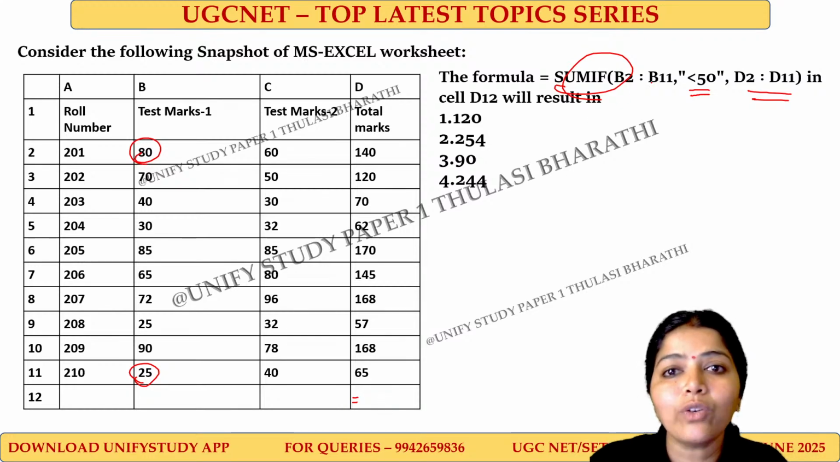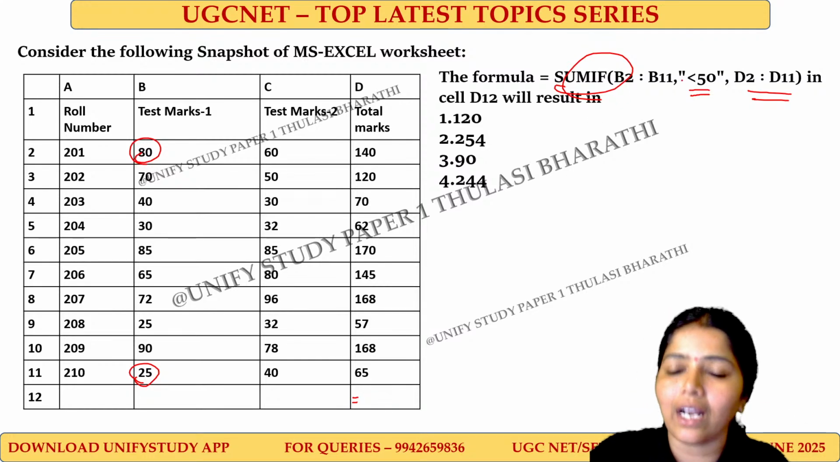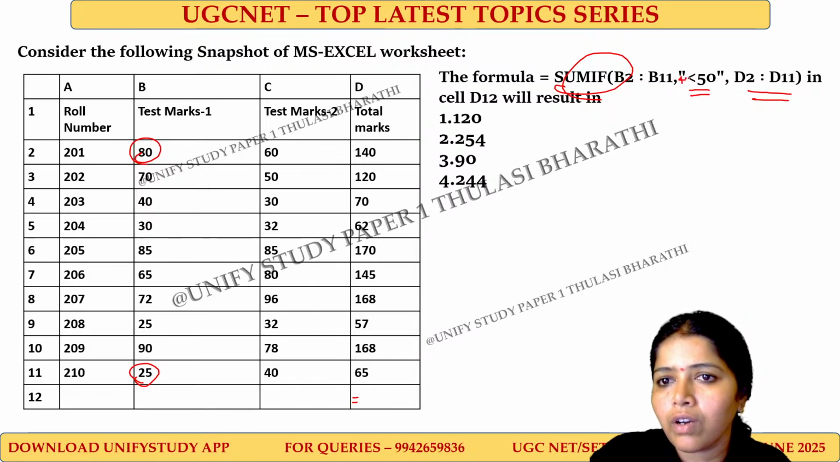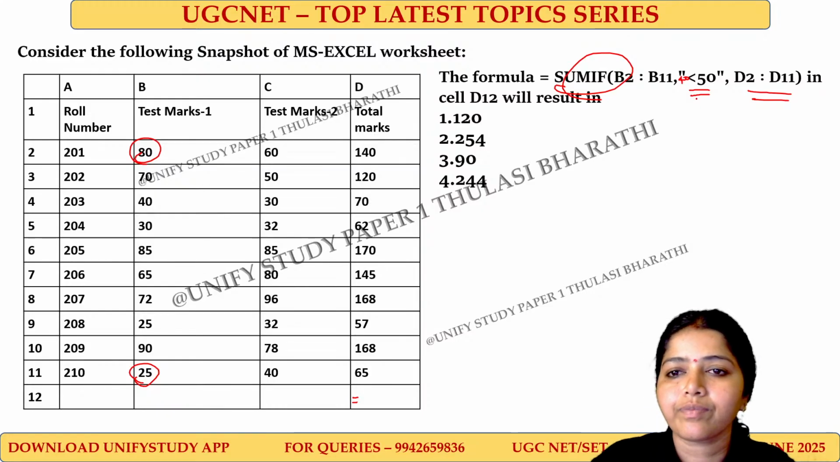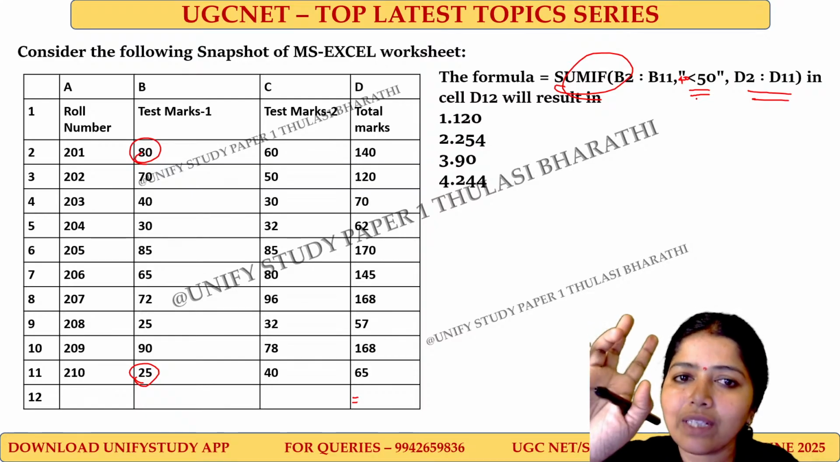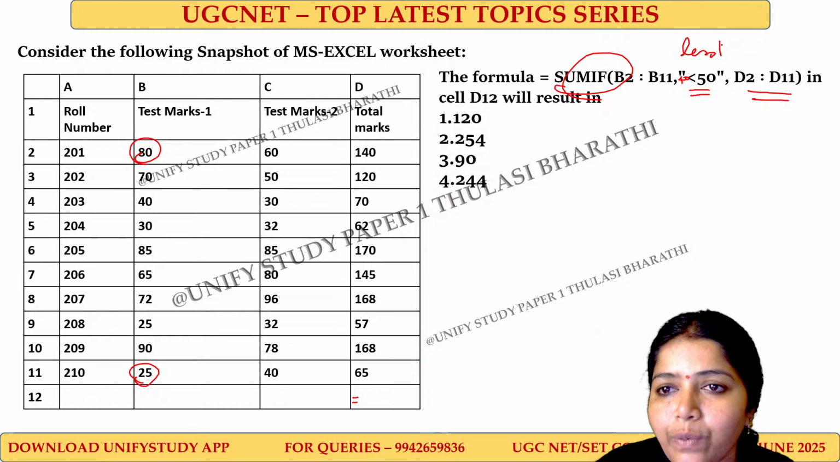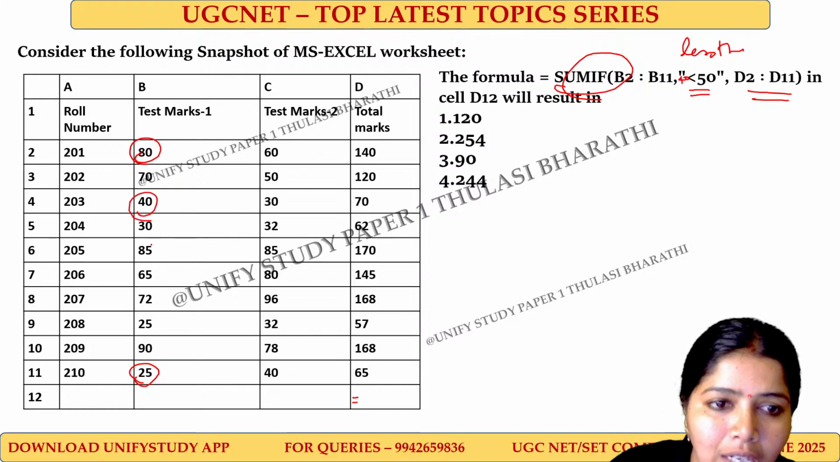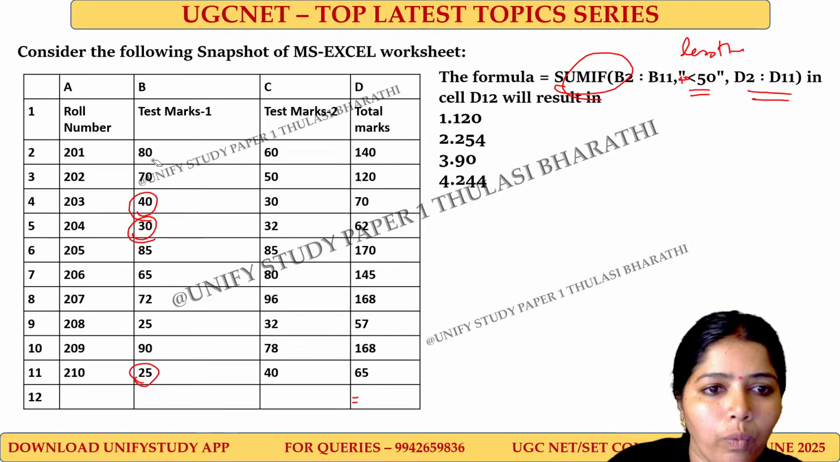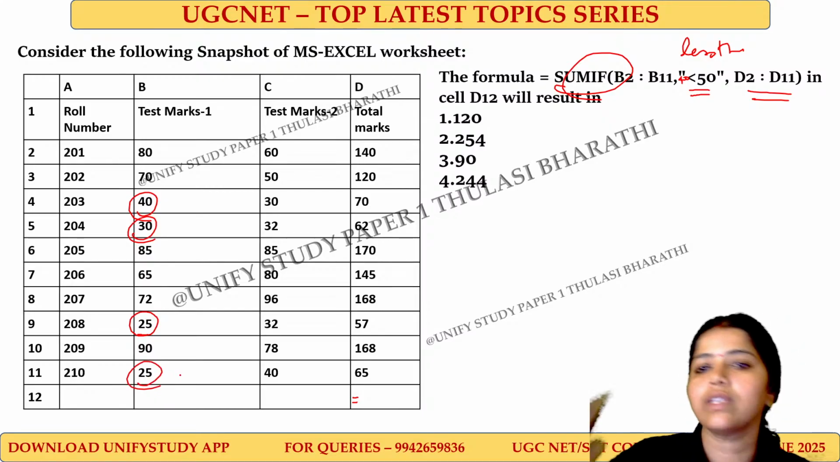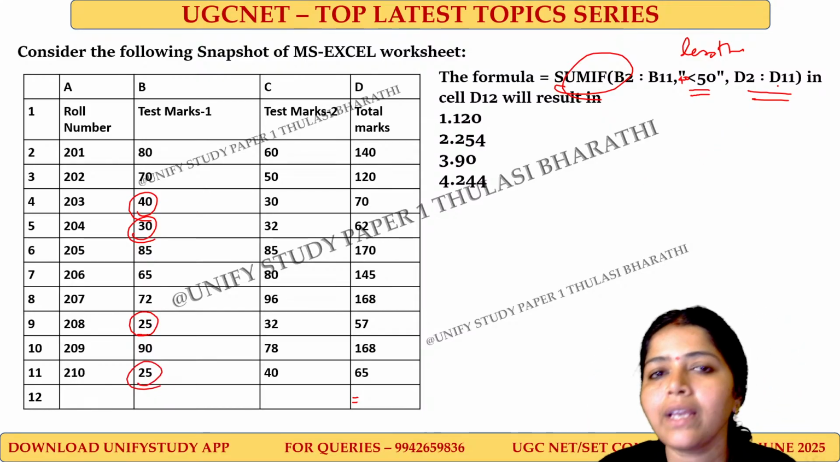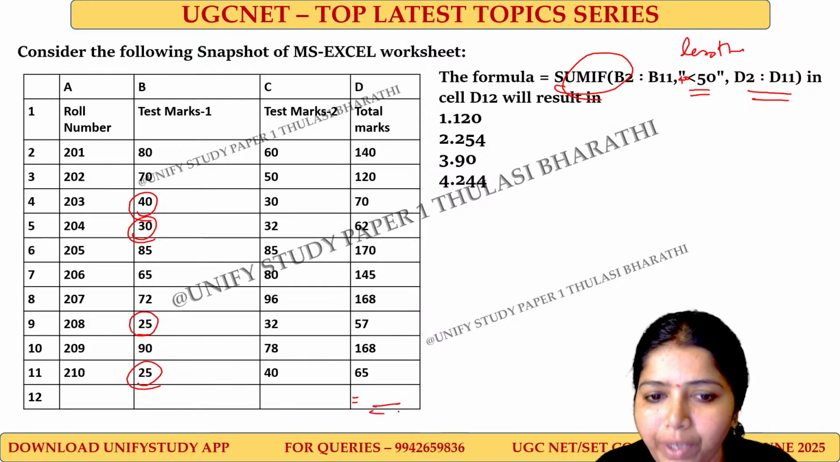Sum if B2 to B11 is, what is that here? Do you understand the formula here? Try to solve that question. It checks the value whenever it is less than 50. Identify where it is less than 50. 1, 2, and then 3, 4. So this will be selected and that will be added, will be typed over here.